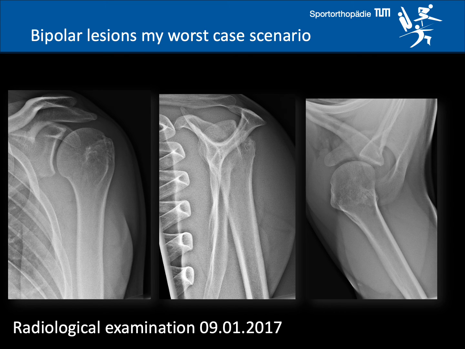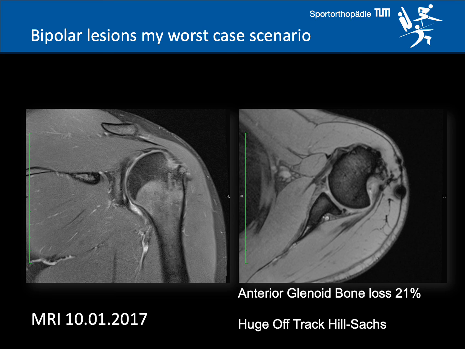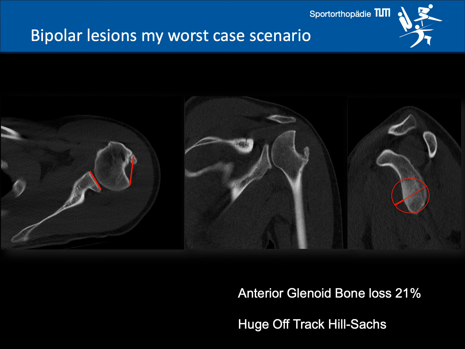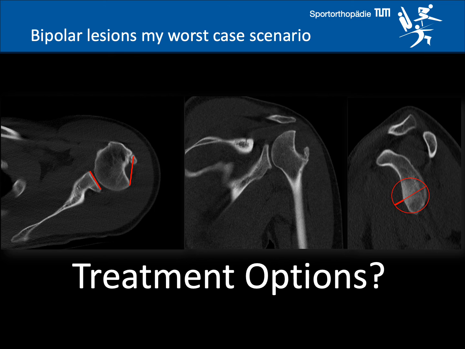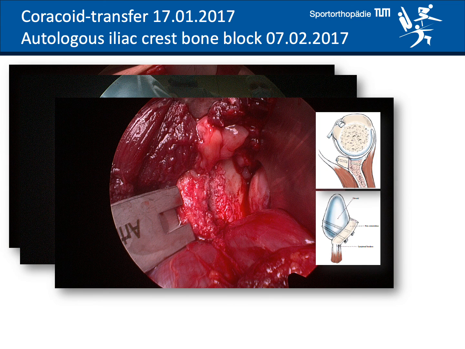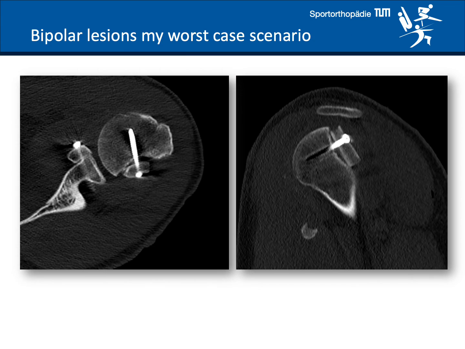This is just my worst case. You see the dislocation in the humeral joint. You see the defect on the MRI, and you see the bone loss defect on the glenoid about 20%, and a huge off-track Hill-Sachs lesion. Again, the CT scan now. I see a huge defect now. What are our options? That's how we treated it. We used the iliac crest bone block on the humeral side and on the glenoid side, revised it and fixed it. And this is the CT scan after the surgery, filling both defects and enlarging the glenoid.